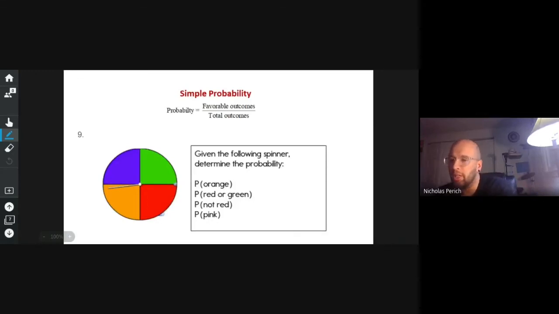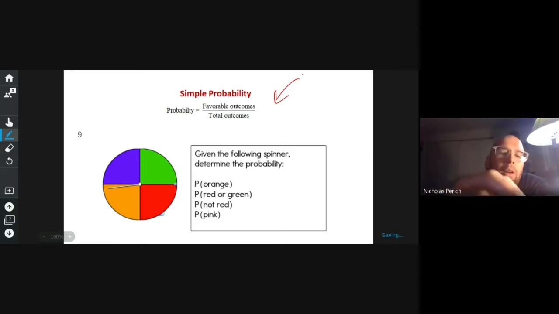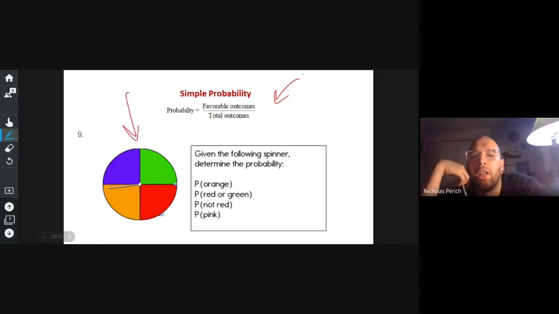Remember probability? Roll these dice, roll this number cube, and spin that spinner. Probability is the favorable outcomes, what you want, out of the total outcomes. When I look at this, I have 4 different colors that are equally distributable. If I spin this spinner, I'm just as likely to get a purple as I am to get a green, an orange, or a red.